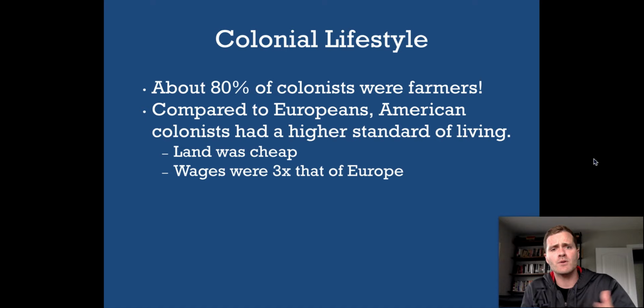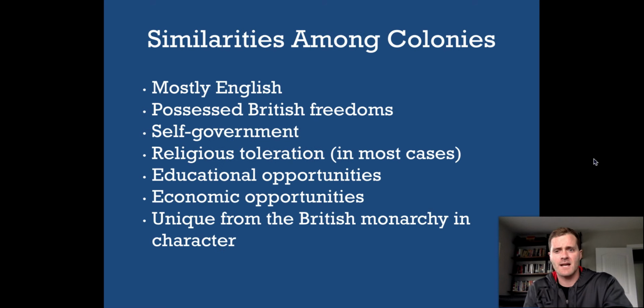It's one of the things that's so attractive to people in the Old World to come to the New World: this ability to get land, own land, farm land, be economically self-sufficient, economically independent. By the 1750s, the American colonists are going to have a higher standard of living than that of Europe. Land is cheaper, wages are higher, people are healthier, people are more successful. So the colonies eventually are going to morph into a very successful, very healthy society.